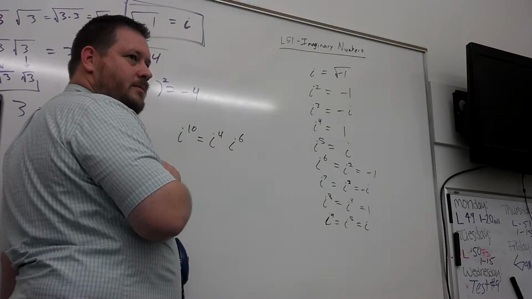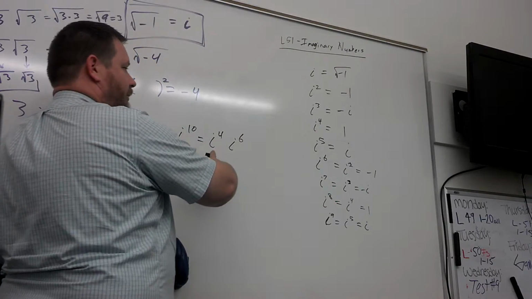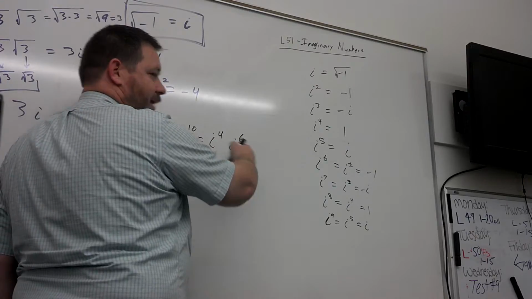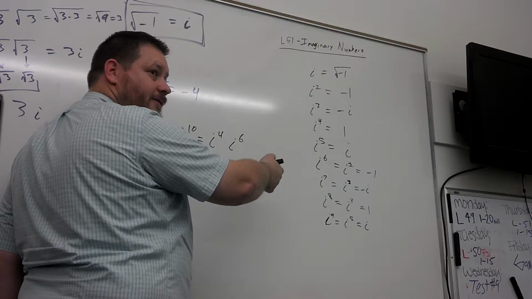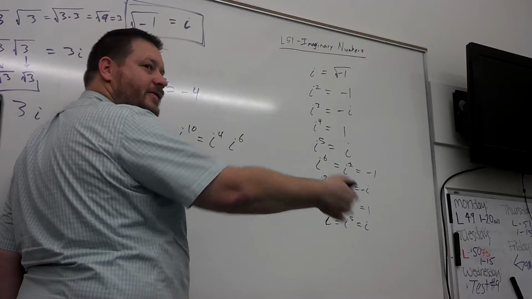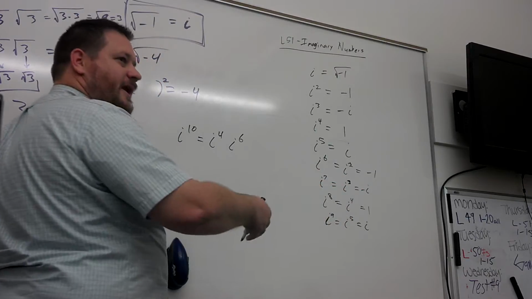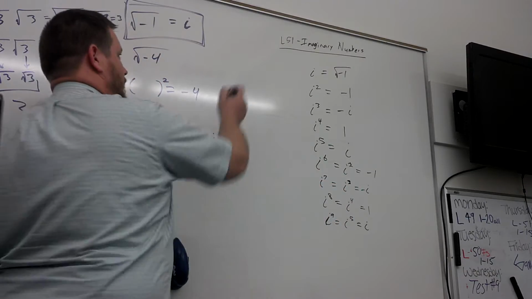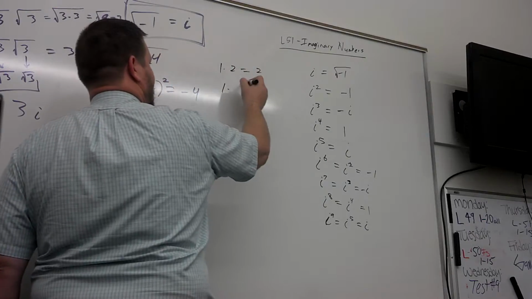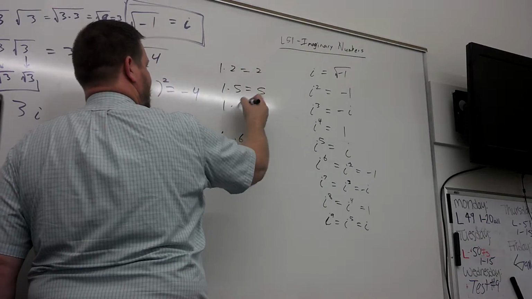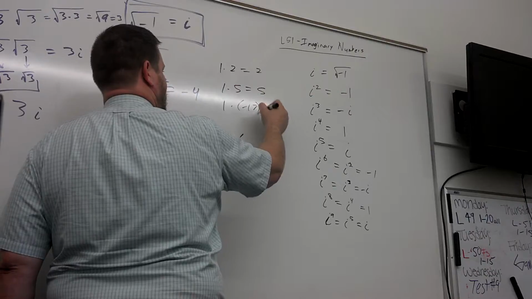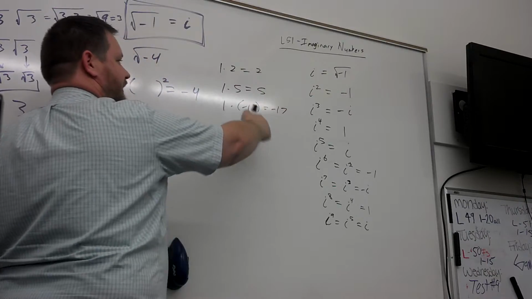Okay, with me so far? What's i to the fourth power? 1. And 1 times anything is itself. One times anything is that other thing. So it's 1. 1 times 2 is 2. 1 times 5 is 5. 1 times negative 17 is negative 17. 1 times anything is that other thing.